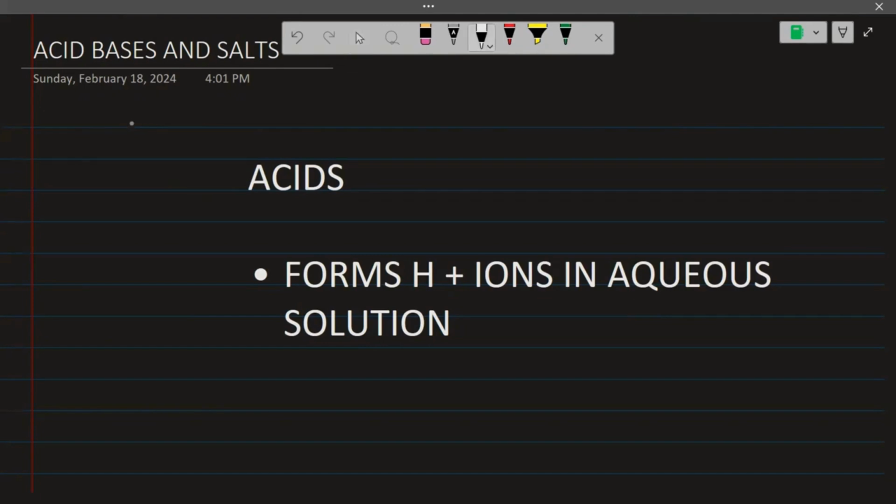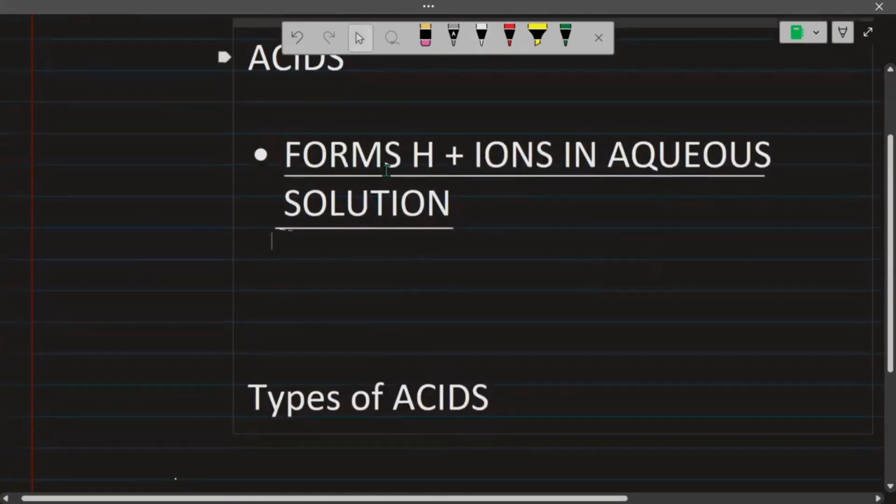An acid is basically a substance which forms H positive ions in aqueous solution. Okay, a substance which forms H positive ions in aqueous solution. So you have to note this definition.